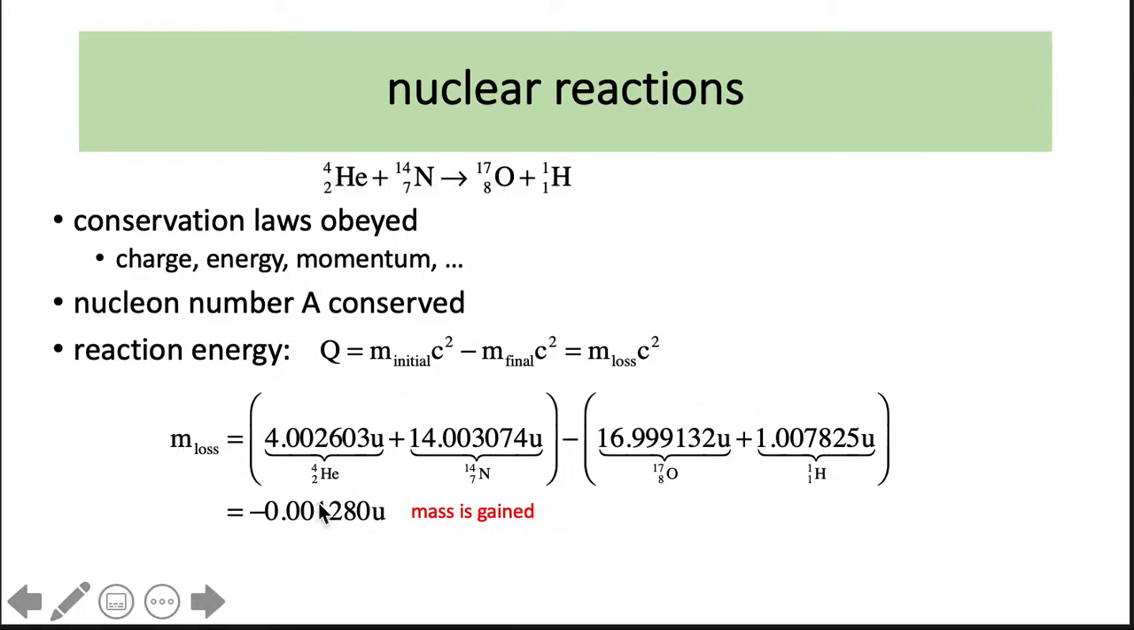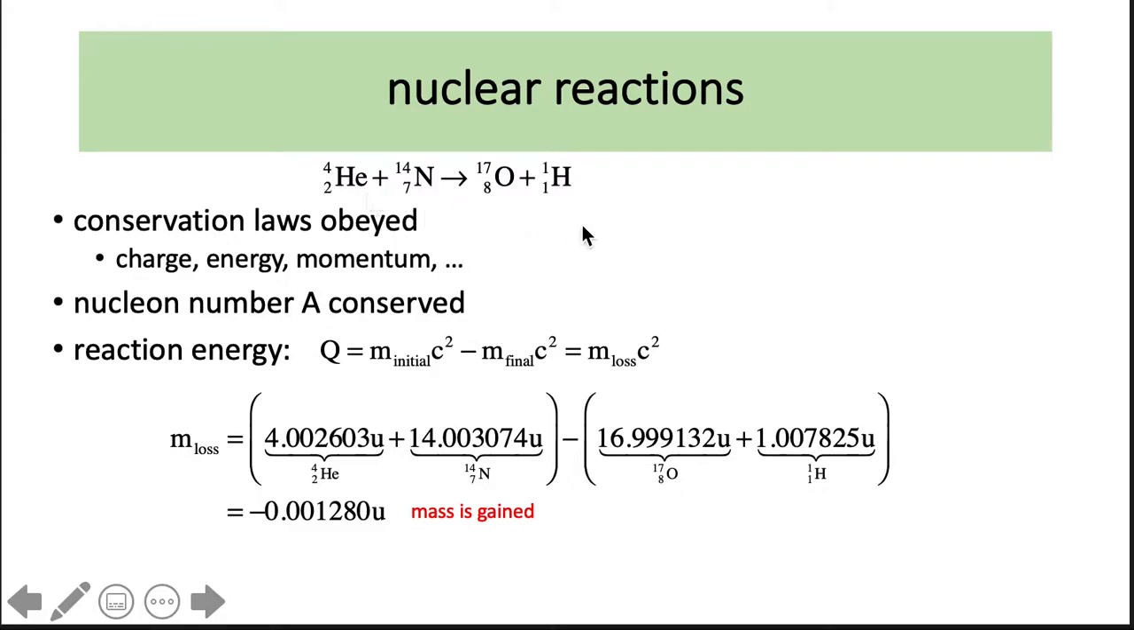And in this case, you get a negative number, negative 0.001280. So the mass loss is really a gain in this case. The mass didn't actually go down. So this wouldn't happen spontaneously. You'd have to do something like shoot these at each other with a very high kinetic energy, so that they had some kinetic energy to go into the reaction. So they need more energy than what's just available from the mass. This is not exothermic, or we call it endothermic.